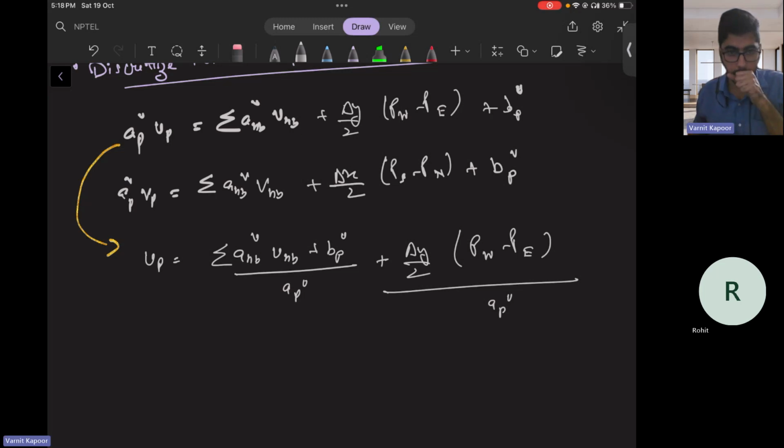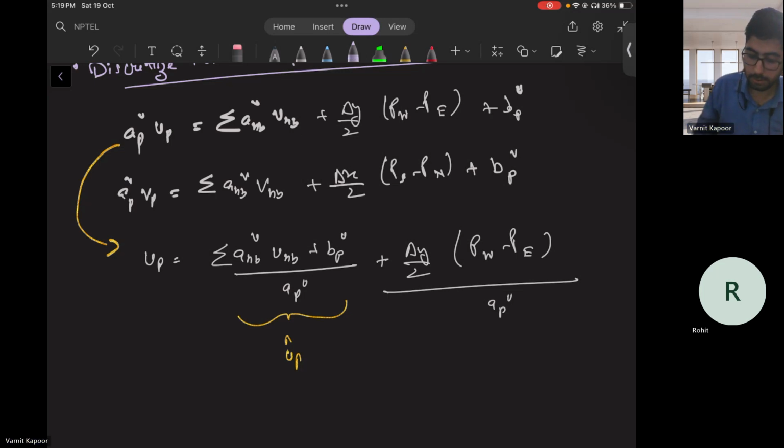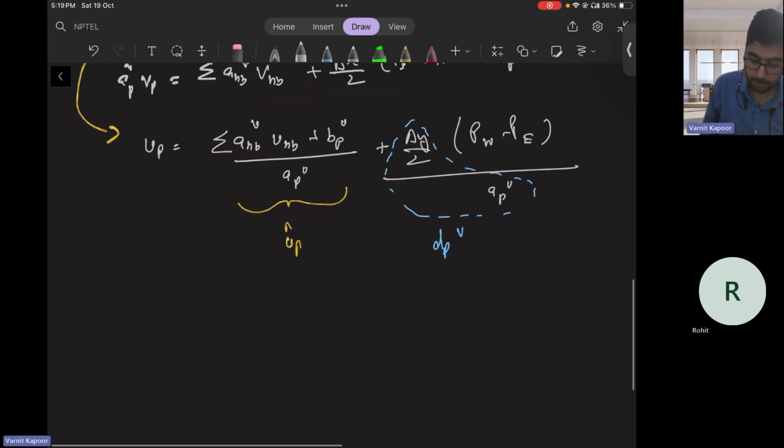So then I can call this whole entire quantity UP hat, and this quantity dP of U. So I can write the equation as UP is equal to UP hat plus dP of U times (PW minus PE).